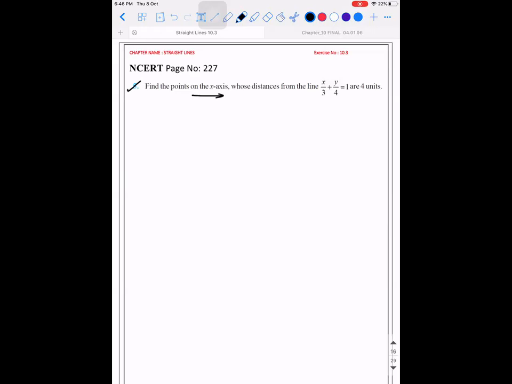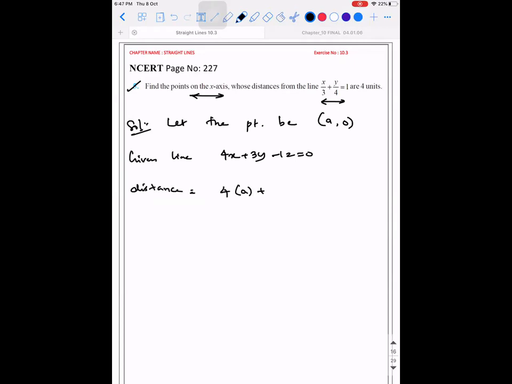Next. Find the points on the x-axis whose distances from the line x by 3 plus y by 4 is equal to 1 are 4 units. So let the point be a comma 0. Given line is 4x plus 3y minus 12 is equal to 0. So what is the formula for distance? 4 into a plus 3 into 0 minus 12 divided by 5. Why 5? Root of 4 square plus 3 square is 5.